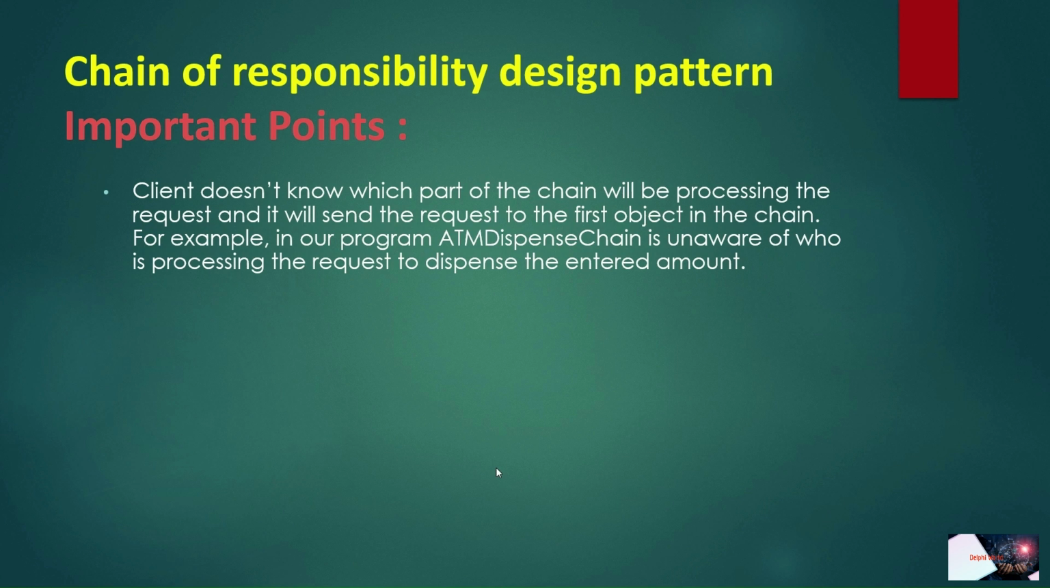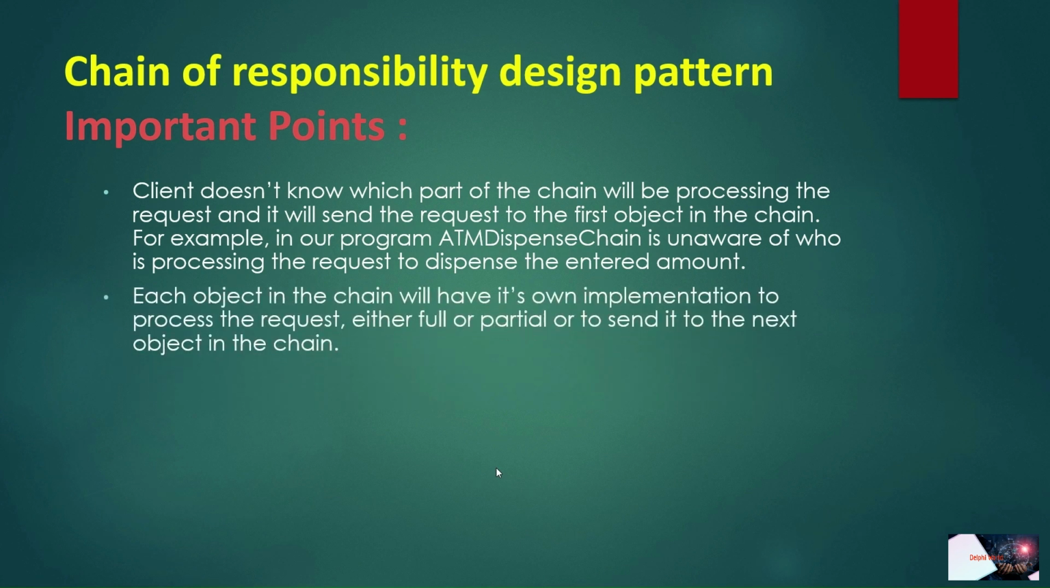For example, in our program, like the ATM dispense chain. In the ATM system, when we try to withdraw money, we just send a request, and from inside, the ATM processes it. It will go to the different objects, right? It takes 100 rupees, 200, 500 currency, and finally dispenses. So as a user, we don't know what the process is, or which objects are handling the request, but finally we get the output.